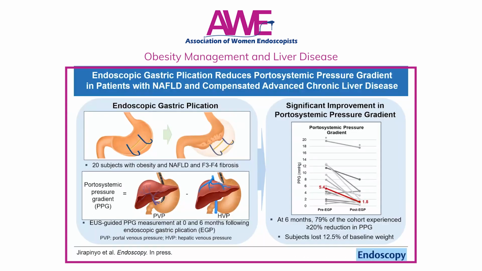As you can see in the graph on the right, there was a significant improvement in PPG at 6 months following POST. Specifically, the median PPG went from 5.4 down to 1.8 mmHg. Additionally, about 80% of the cohort experienced at least a 20% reduction in PPG, which was previously deemed to be a threshold for a reduction in risk of variceal bleeding and death.